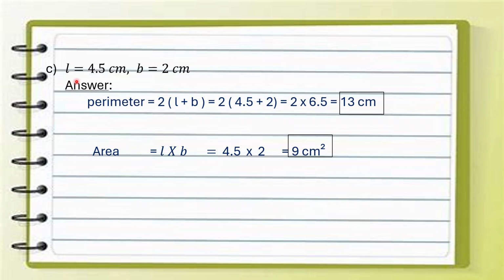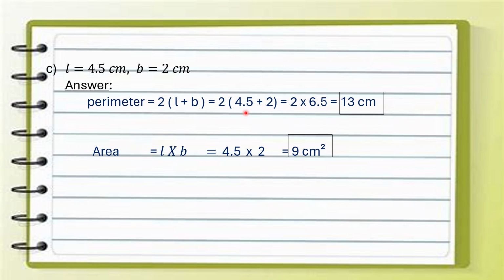C: L equals 4.5 centimeter, breadth is 2 centimeter. Okay, we have to find the perimeter of a rectangle. Let's calculate now. What is the perimeter formula? That is 2 of L plus B. What should we do now? We have to substitute the values of L and B.